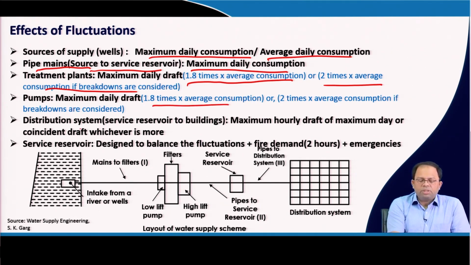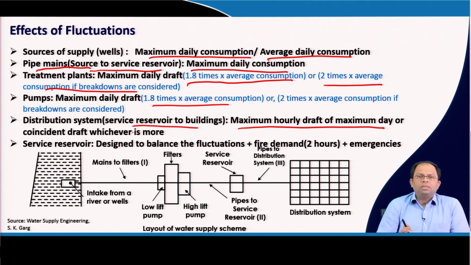Now, for the distribution system, service reservoir to building, this is the pipe network which originates at the service reservoir and then goes to your building. Here we take maximum hourly draft of maximum day, or coincident draft, whichever is more. This is where the actual supply happens, because the reservoir is where water is stored. You can store the water at a steady rate, and then use the water out of the reservoir at a much higher rate at certain times, and at a lesser rate in other periods. So, actually the purpose of the reservoir is to balance this particular demand.